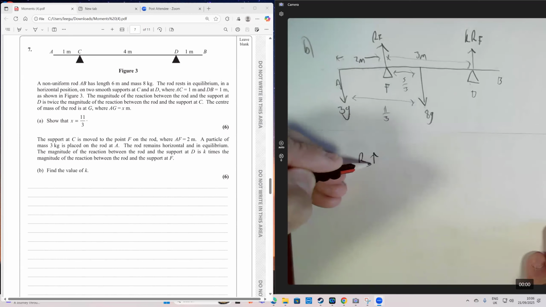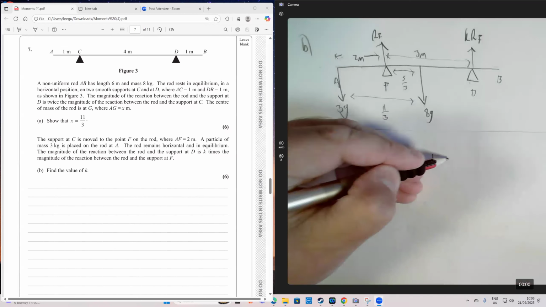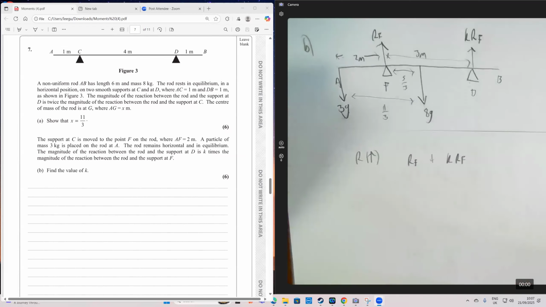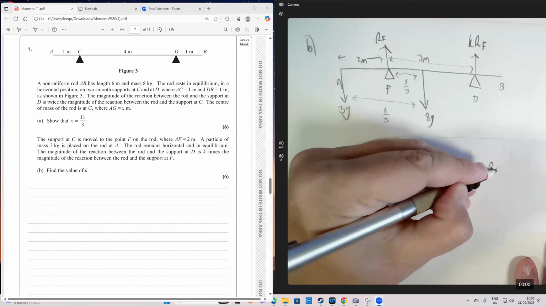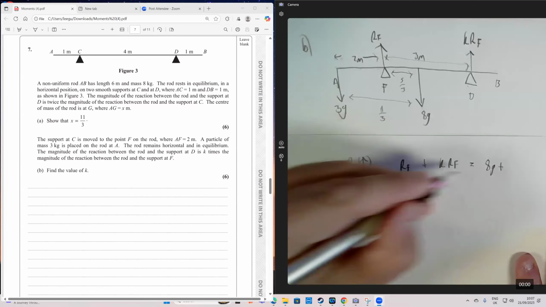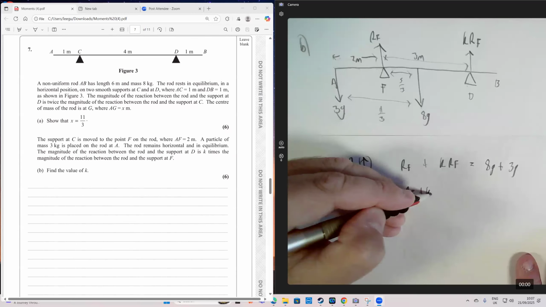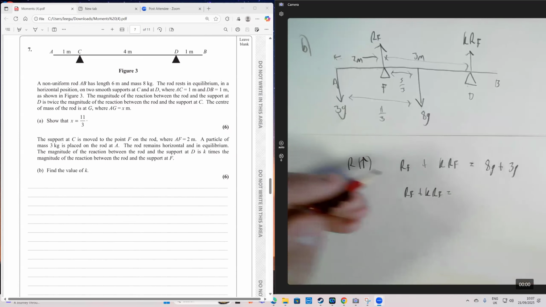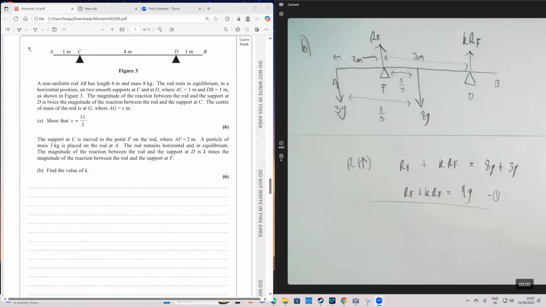So when we resolve vertically now, what have we got? We have got RF plus K times RF. So the force going up equals the force going down, which is our 8g plus our 3g. So we've got that RF plus K times RF is equal to 11g. Okay, now I'm going to park that equation there because it's got 2 unknowns in there, so we can't do anything with that straight away in the first instance.